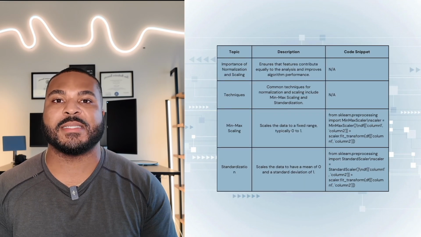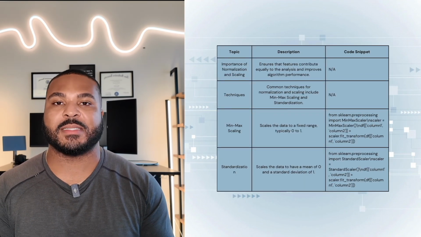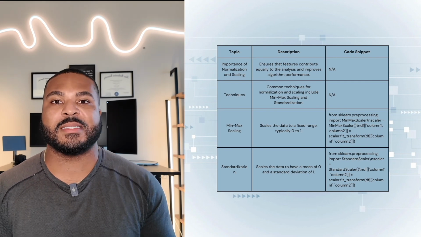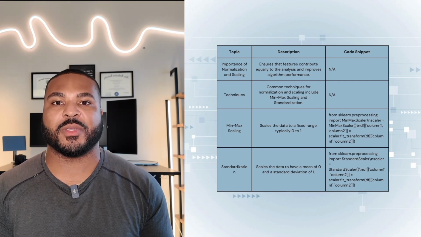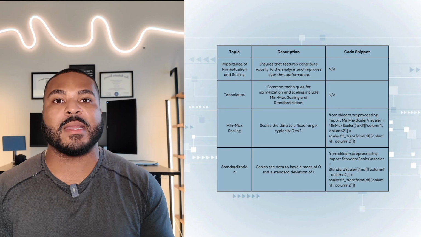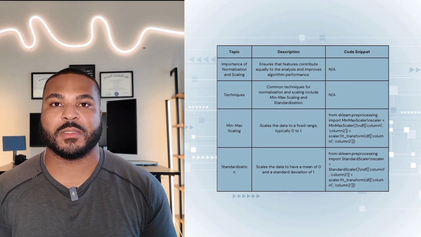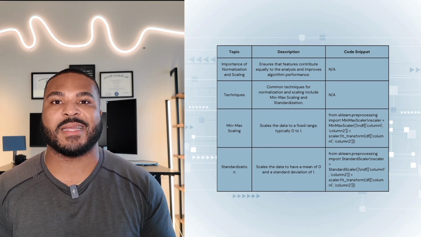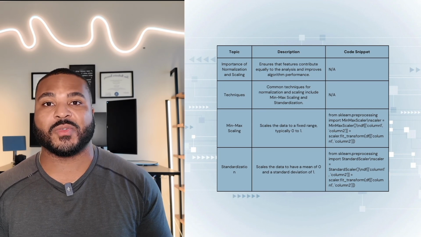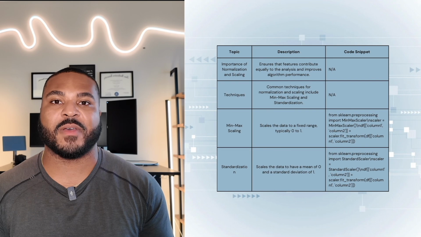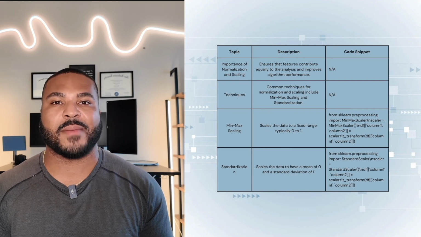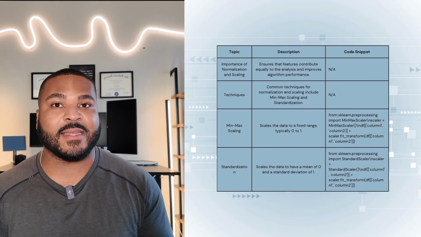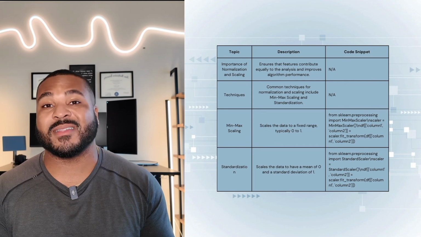Normalization and scaling are essential pre-processing steps in data analysis and machine learning. These techniques ensure that features contribute equally to the analysis and improve the performance of algorithms. Many machine learning algorithms are sensitive to the scale of the input features. Features with large ranges can dominate the objective function, leading to suboptimal performance. Normalizing and scaling the data ensures that all the features are on a similar scale.